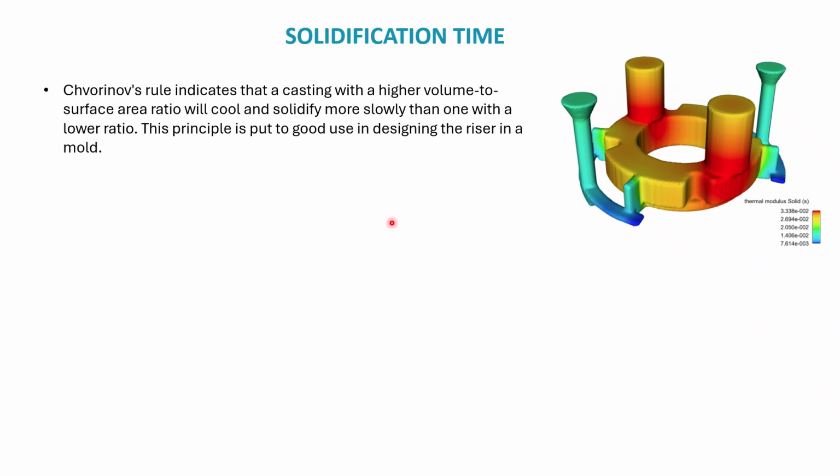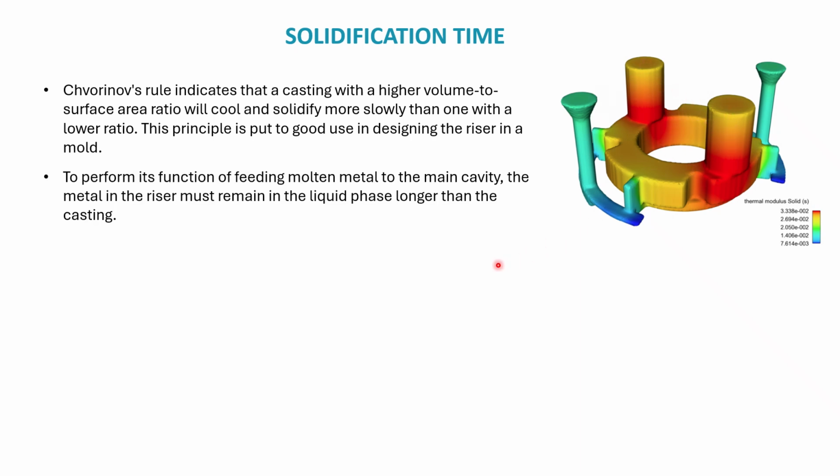So the Chvorinov rule indicates that the casting with the higher volume to surface area ratio is going to cool and solidify more slowly than the one with the lower ratio, and this principle is put to good use in designing the risers of the mold, as we mentioned. These are the risers in the mold.